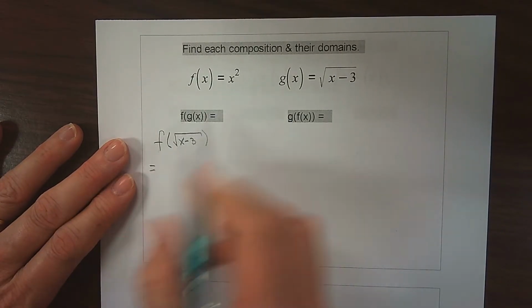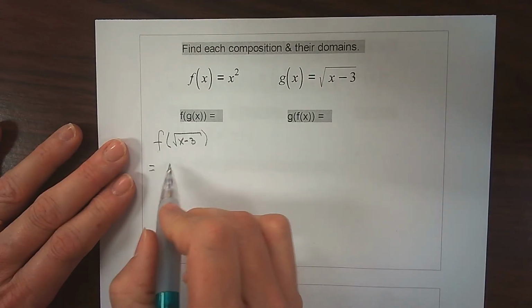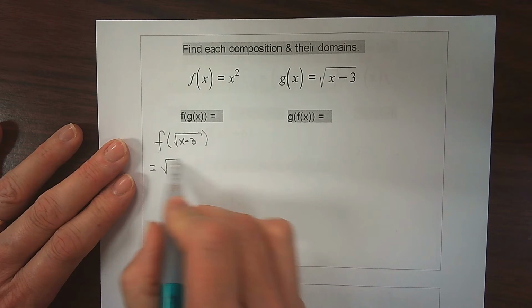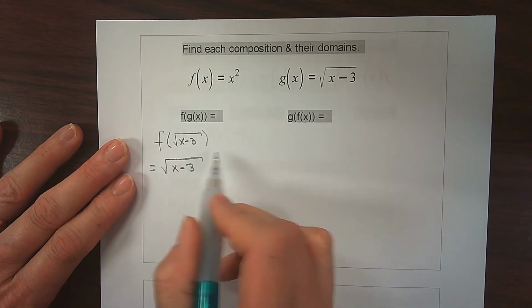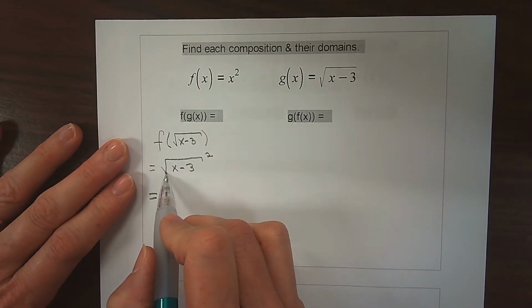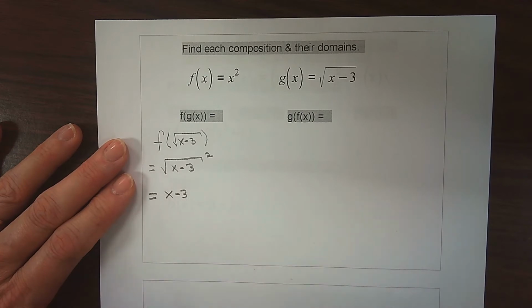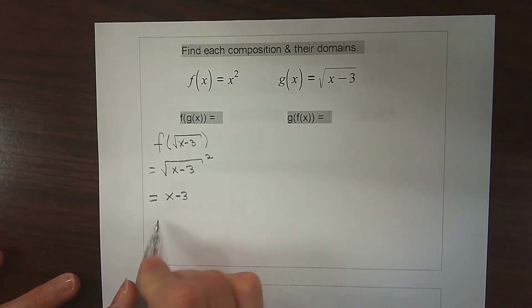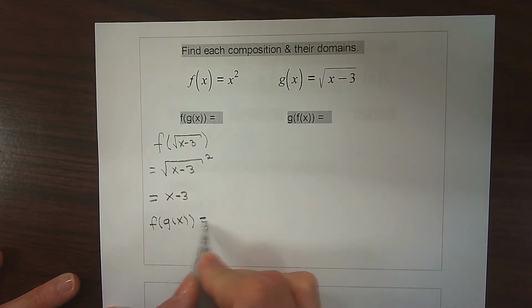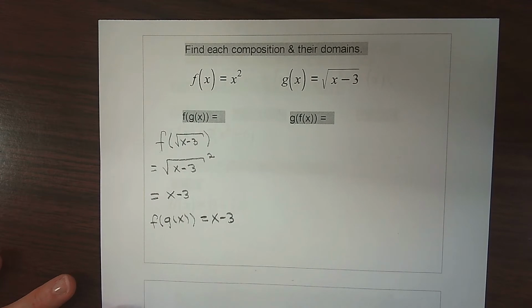What does that mean? It means I go to the f function, and where I see x, I put this in place of it. So that really equals the square root of x minus 3, but now being squared. If I square that, the square rooting and the squaring undo one another, and I'm left with x minus 3 as a result. So again, to write it out here, f of g of x equals x minus 3. We'll come back to talking about the domain in a minute.